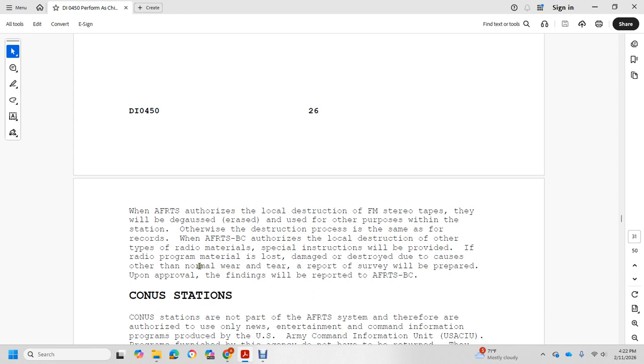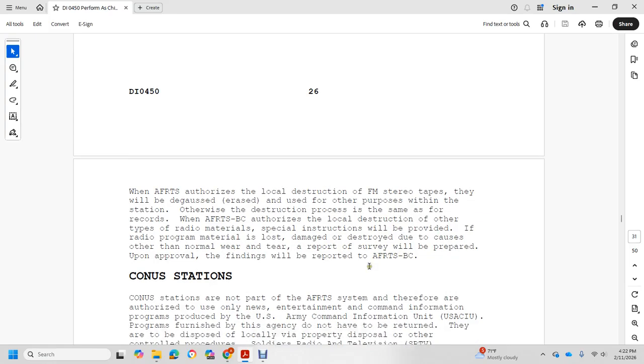A report of survey will be prepared. Upon approval, the findings will be reported to the Armed Forces Radio Television Service.